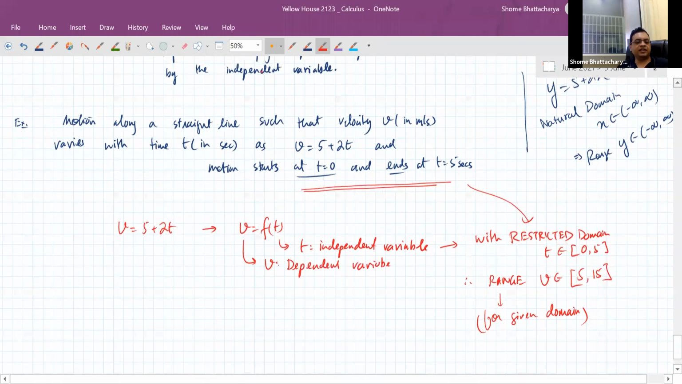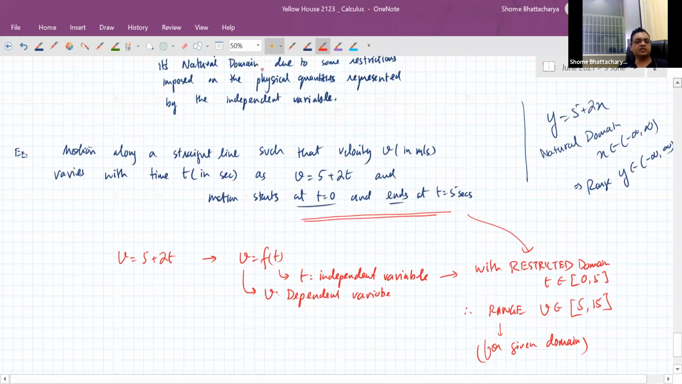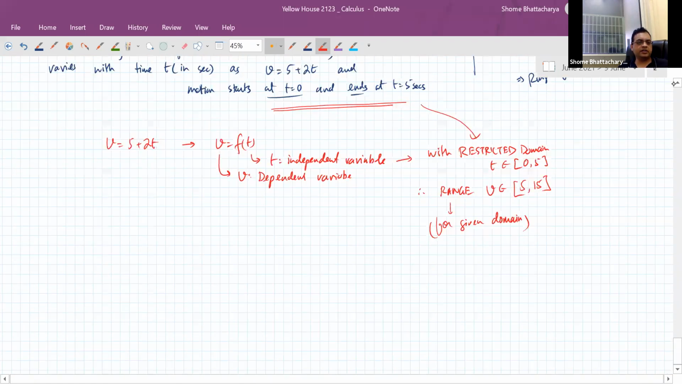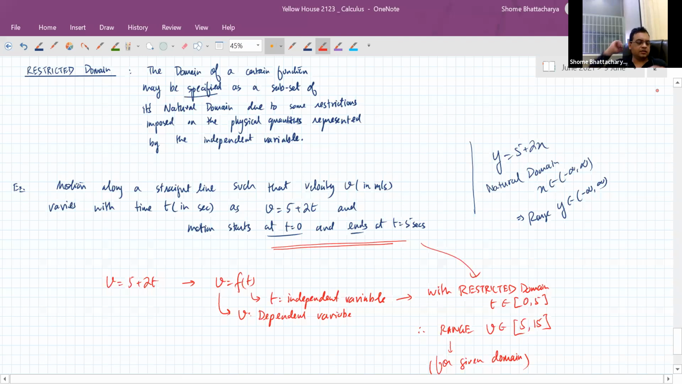So this is a perfect example to show you that when we apply functions in some physics problem where the variables are not representing pure numbers, they are now representing some physical quantities, then the particular system to which we are applying it might impose some kind of physical restriction. So when that happens, as far as the maths of that function is concerned, the domain is no longer the natural domain, it is a restricted domain. So hope this makes this point clear of restricted domain versus natural domain.